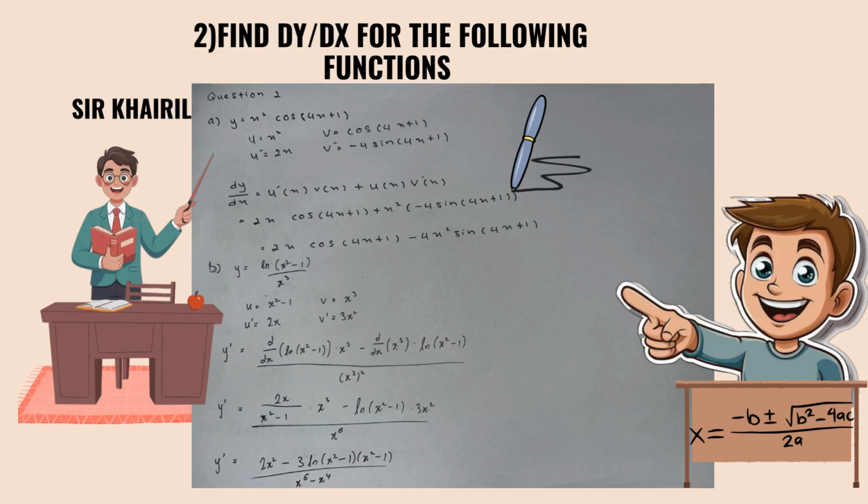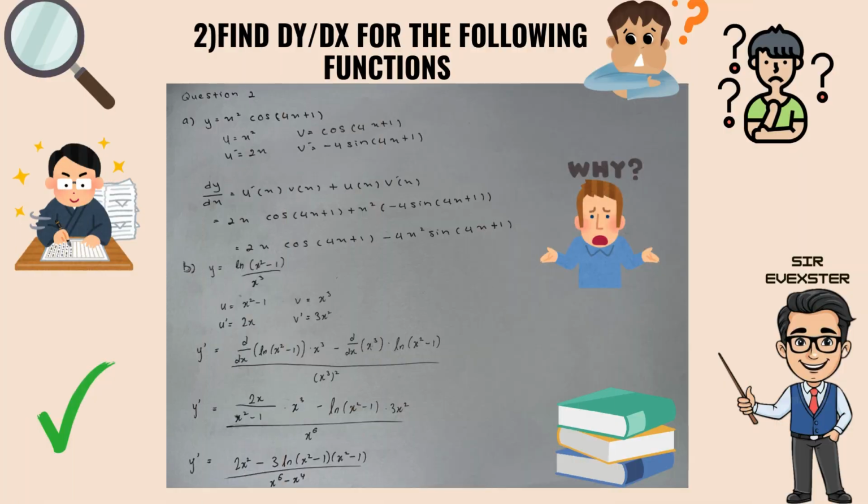For v prime it becomes negative 4 sin(4x + 1). Then you just apply the product rule, which is u prime times v plus u times v prime, and it becomes 2x cos(4x + 1) plus x squared times negative 4 sin(4x + 1). Then we simplify, and it will be 2x cos(4x + 1) minus 4x squared sin(4x + 1), and that's the answer for question 2a.